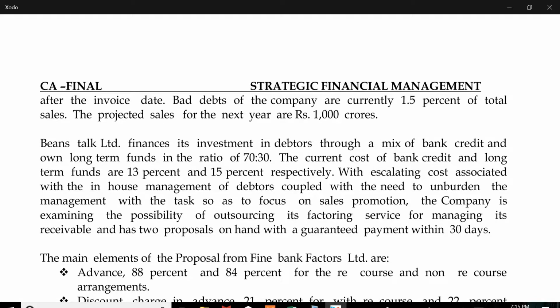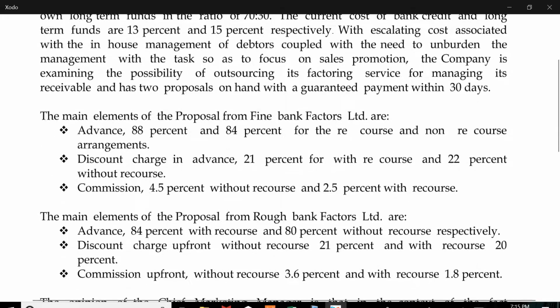Now, I have been funding my receivables in the ratio of 70:30. 70% is bank loan, 30% is long-term funds, and overall my cost is 13 and 15. Some weighted average I'll have to do and get to the cost. Because of some escalating costs, I finally decided that let's go for a factoring proposal. Totally, I have 4 proposals. Fine Bank Factors has 2 proposals, with recourse, without recourse. Rough Bank Factors has without recourse and with recourse. So totally 4 proposals are there, and the 5th proposal is in-house management.